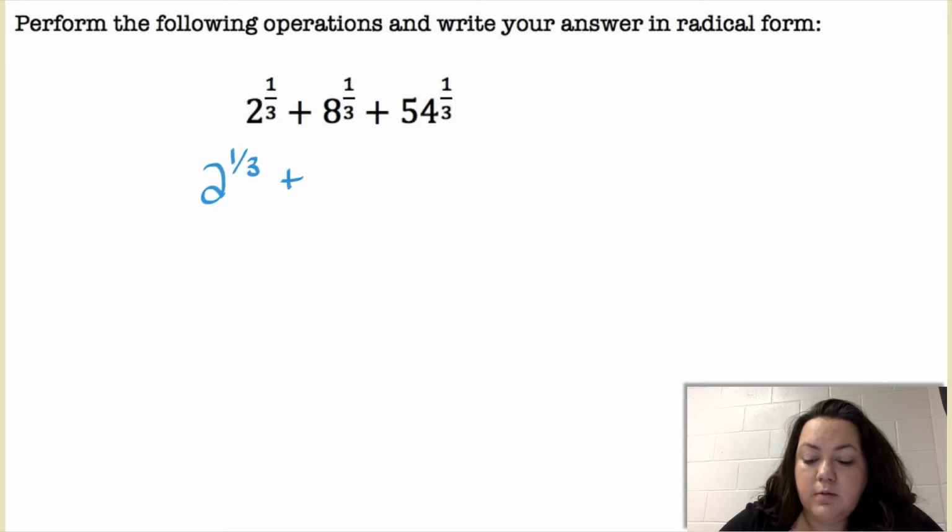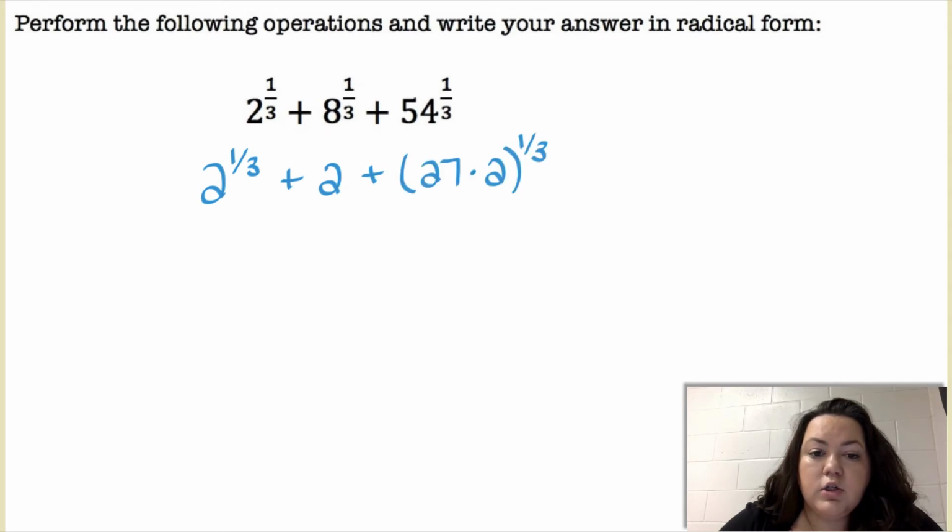Okay, 2 to the 1/3 plus 2, okay, 2 times 2 is 4 times 2 is 8. So 8 to the 1/3 is really just 2, because that's the cube root of 8. And then 54 to the 1/3, I can break 54 up into 27 times 2, because I need to have the same base. Okay, that base is the number being raised to the power, so I need 2.